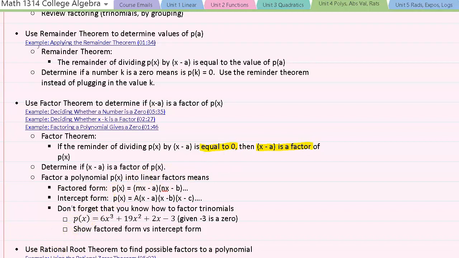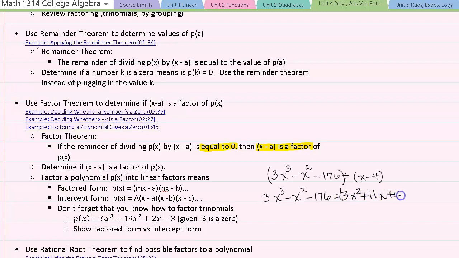So, if we had 3x cubed minus x squared minus 176 divided by x minus 4, we can do the synthetic division and find that the remainder is 0. This means that we can write 3x cubed minus x squared minus 176 as the product of 3x squared plus 11x plus 44 times our divisor of x minus 4. Then we can use our knowledge of quadratics to see if we can factor the 3x squared plus 11x plus 44 to see if we can factor our polynomial even further.